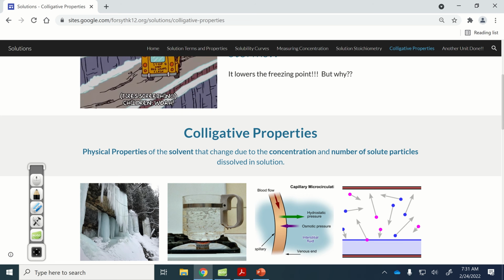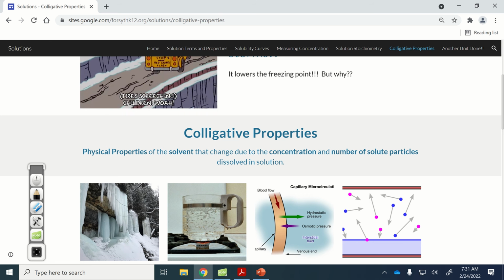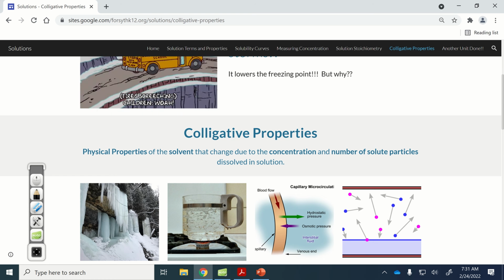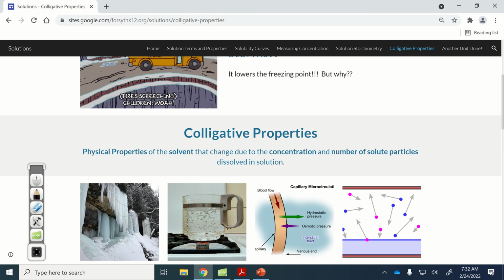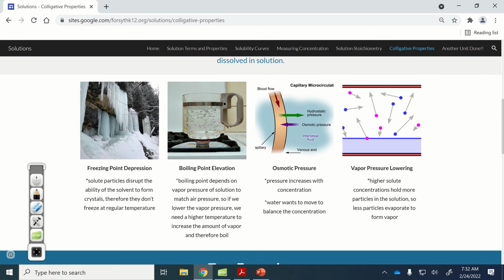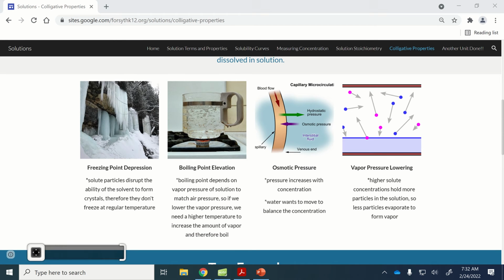So it's a physical property of the solvent based on the concentration in molality. So this is why we learn molality. And then the number of solute particles dissolved in the solution itself. So there are 4 colligative properties. The one from the initial scenario was freezing point depression. So that's the one that we are manipulating of the solvent. Most of the time we're looking at water and we're going to lower the freezing point from 0 to something less than 0 so it won't freeze.